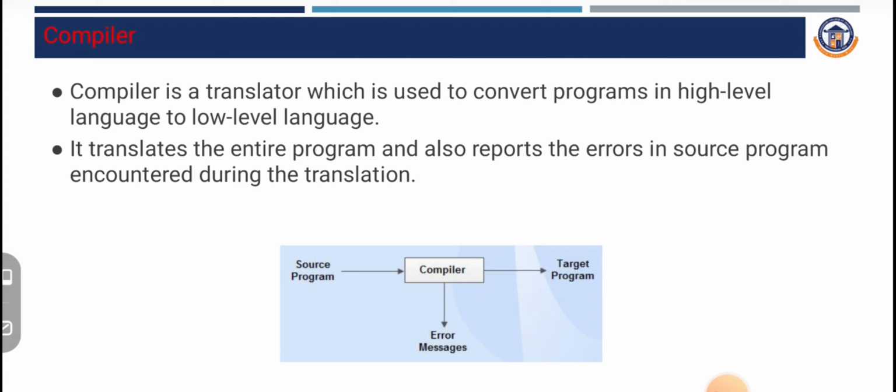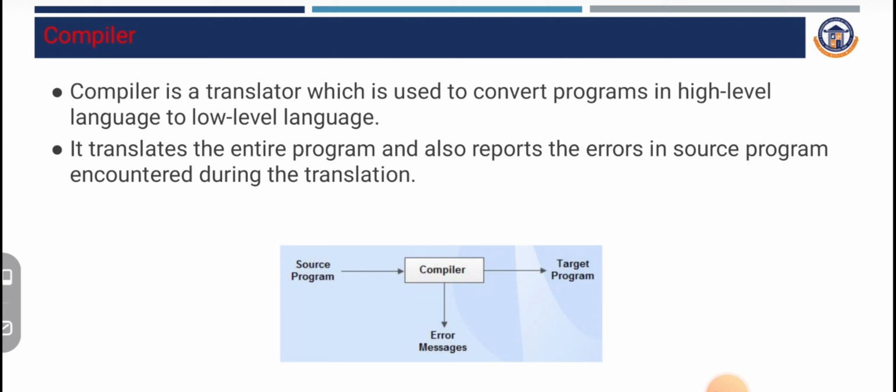It translates the entire program, and also reports the errors in the source program encountered during the translation process. The main advantage of the compiler is that if there are 100 lines of program, at the same time it will read the whole program. It will scan the 100 lines of program. After that only it will show the total number of errors that arose in that program. Finally it will display the number of errors in that program.